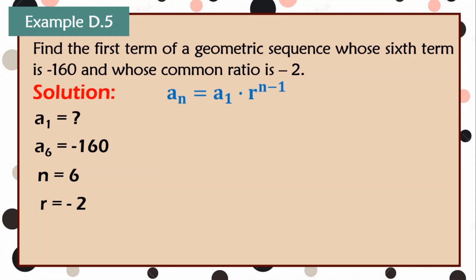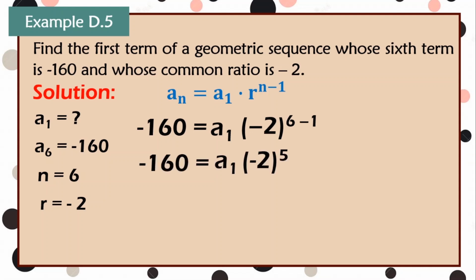Use the formula and substitute all the values. So our a sub n, that is our a sub 6. So we have negative 160 is equal to a sub 1 is unknown times r is negative 2 raised to 6 minus 1. 6 minus 1 is 5. So we have negative 2 raised to 5. Solve for negative 2 raised to 5, and that is negative 32.